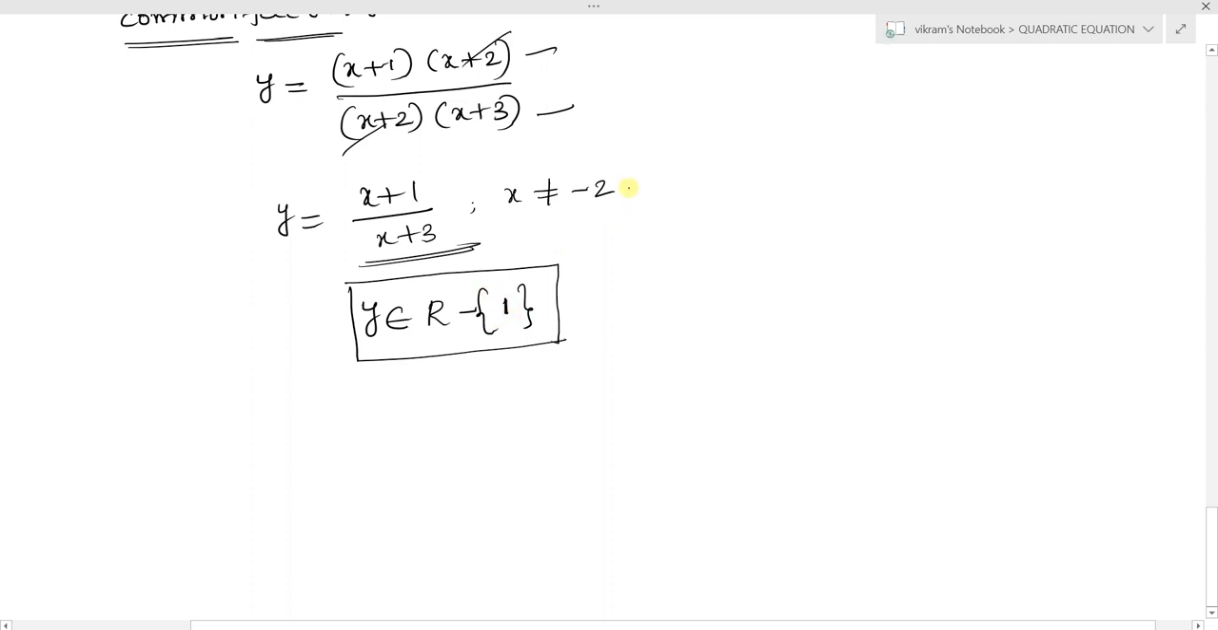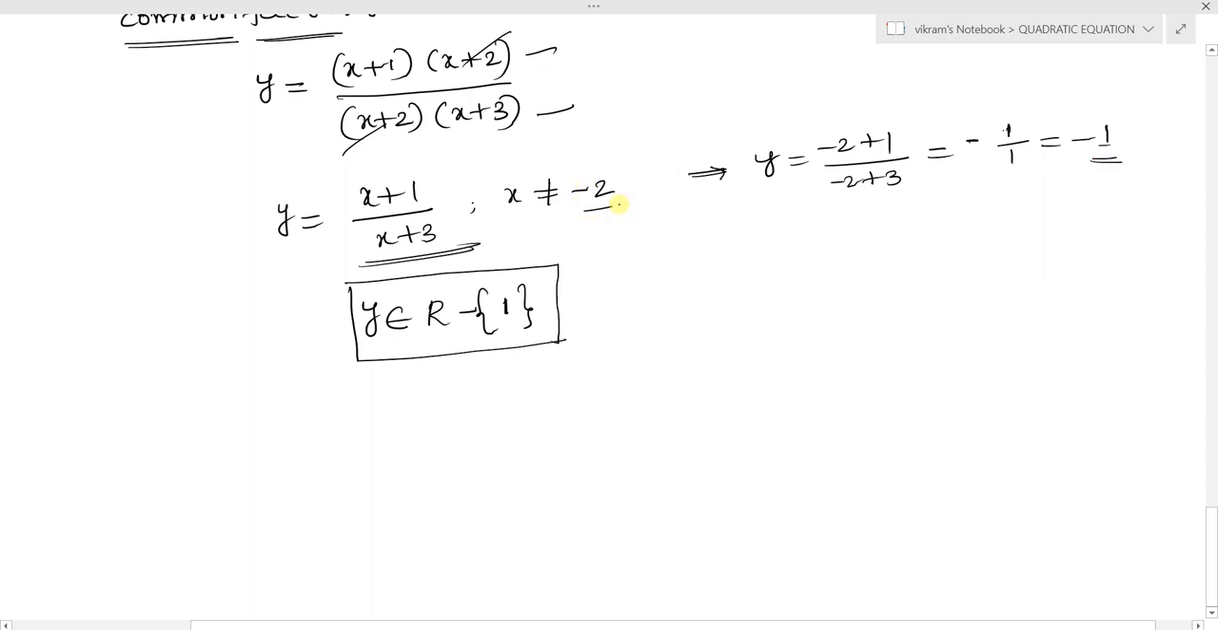But here we need to substitute x equals minus 2 in the given function. What happens if we substitute x equals minus 2? Minus 2 plus 1 by minus 2 plus 3. That means minus 1 by plus 1, which equals minus 1. If x equals minus 2, we obtain minus 1.